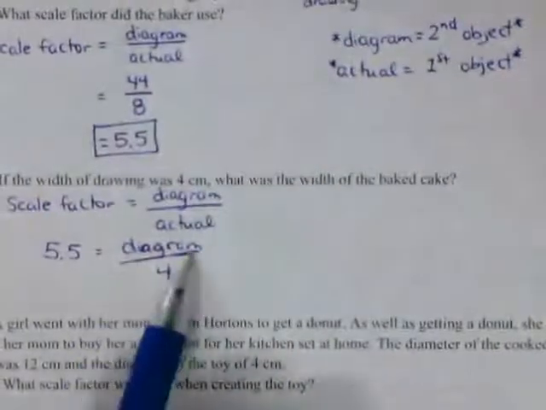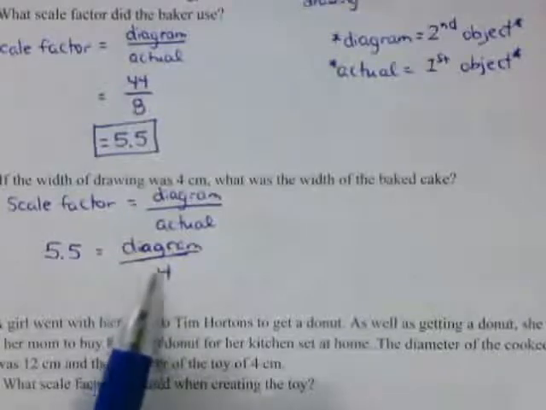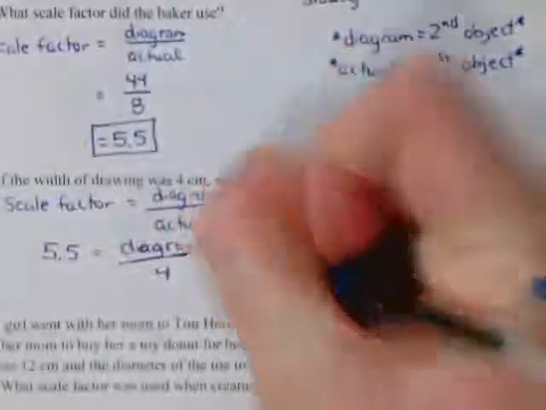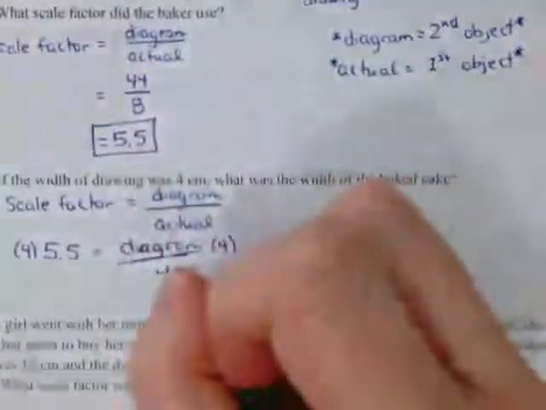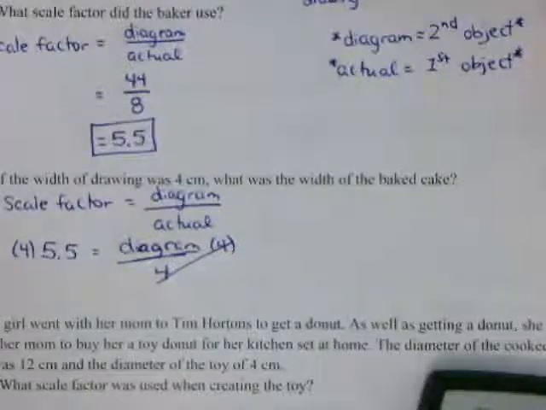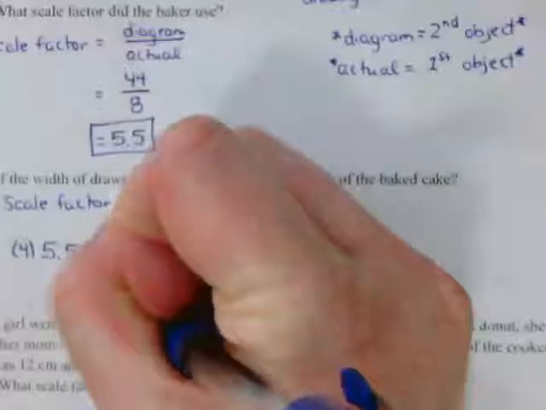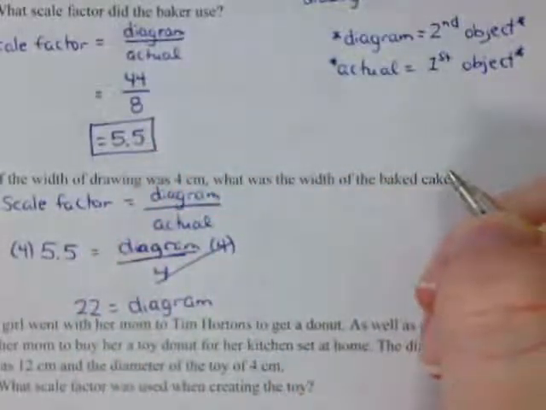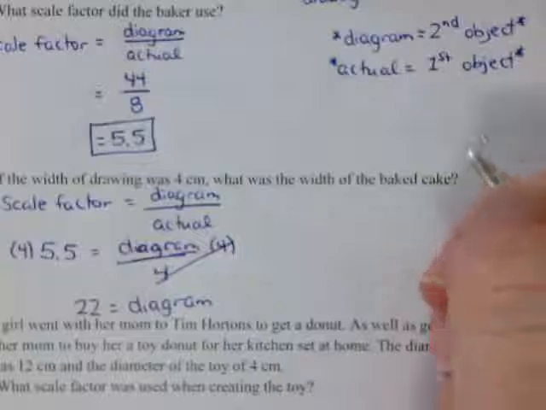It's the same concept. You have this divided by 4, so to get rid of this division by 4, we have to do the opposite. Therefore, we multiply each side by 4, and that means that 22 is equal to your diagram. But now that doesn't help. That doesn't explain what we're trying to find or what we have found.